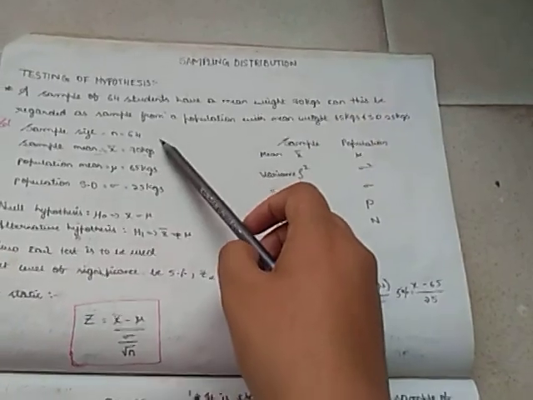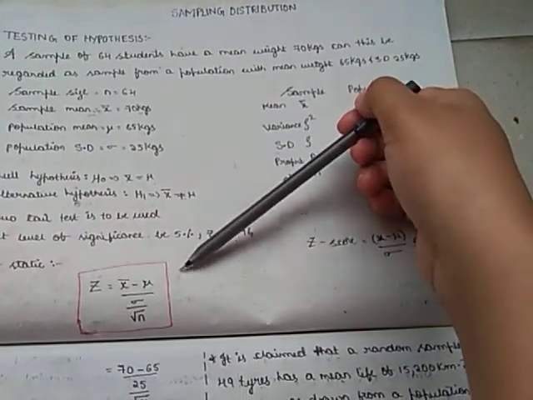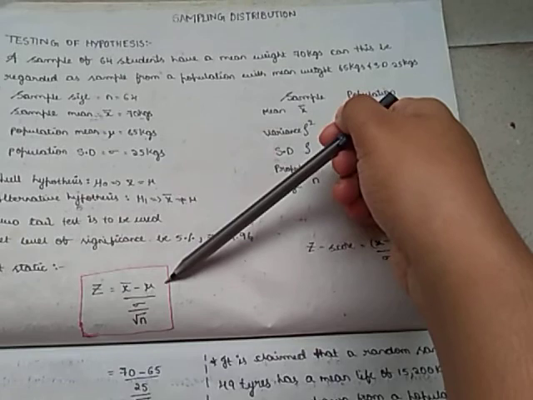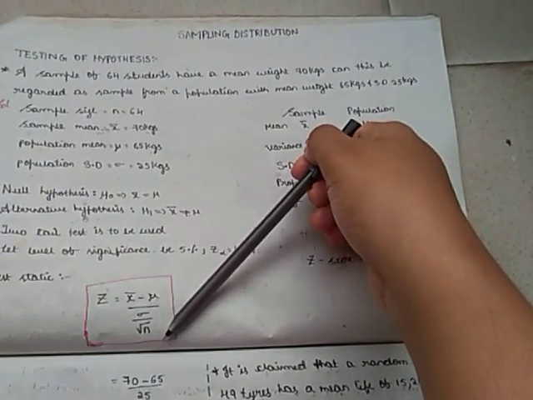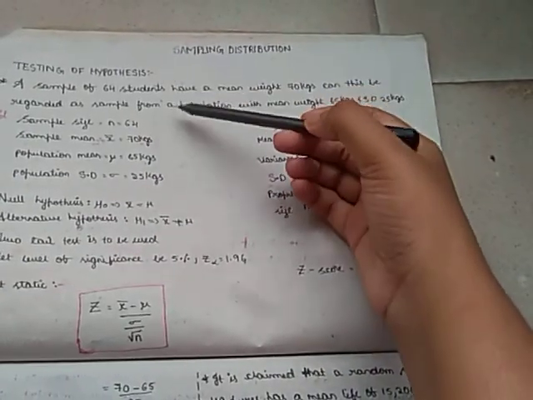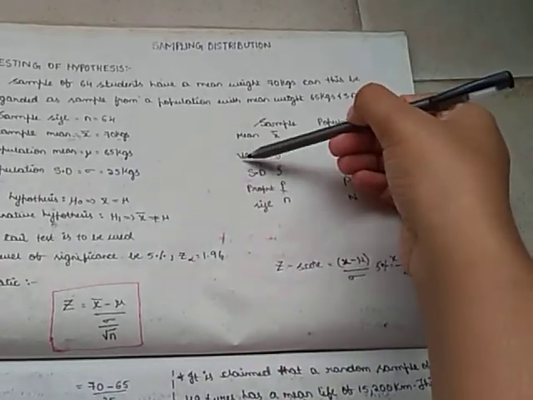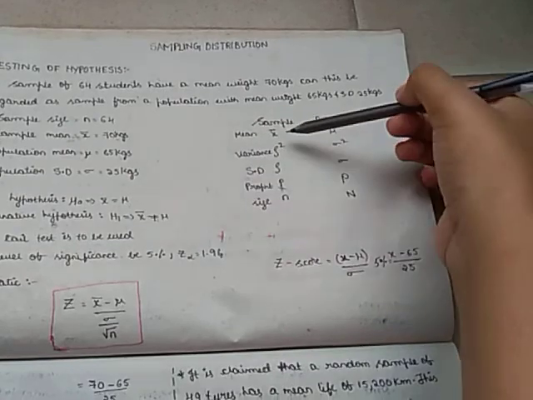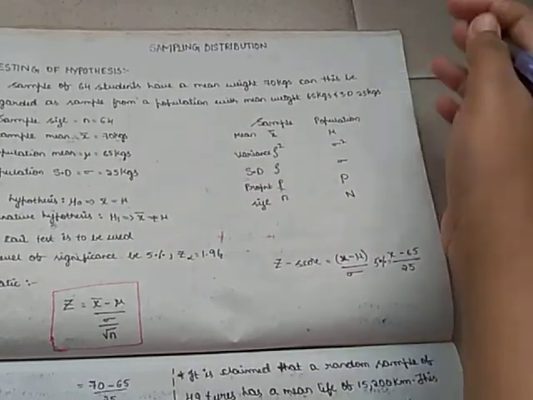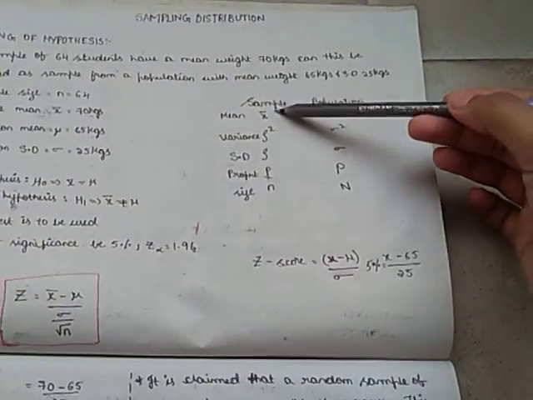So here we have to know the formula first, that is z equals x bar minus mu by sigma by root n. Before that we have to know this table. Before knowing the formula we have to know this table, that is sample and population. We are selecting particular members in a group of people. So sample means we are selecting them.